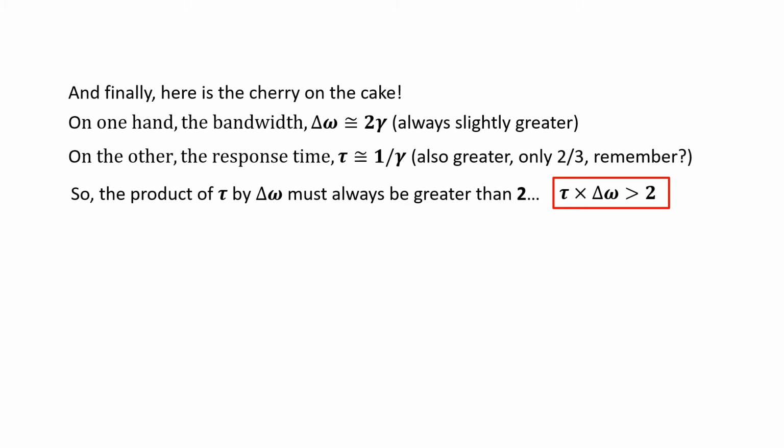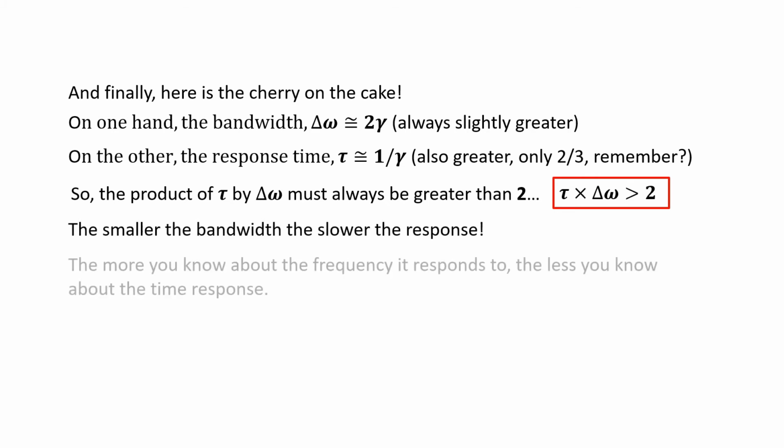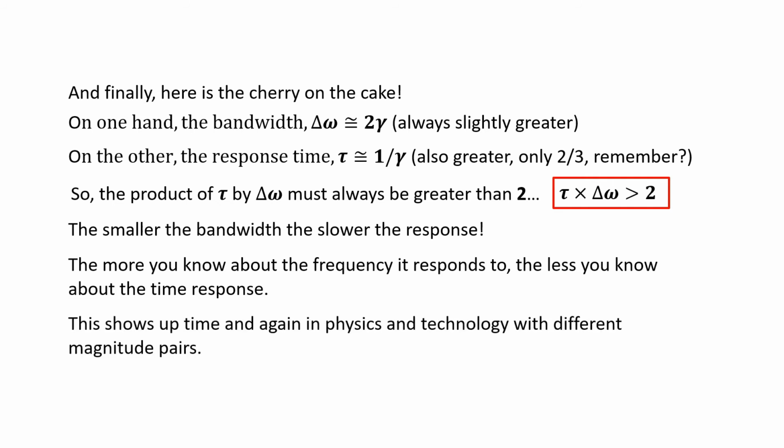Why the tada? Because it is an important result. The smaller the bandwidth, the slower the response. The more you know about the frequency it responds to, the less you know about the time response. This shows up time and again in physics and technology, with different magnitude pairs.